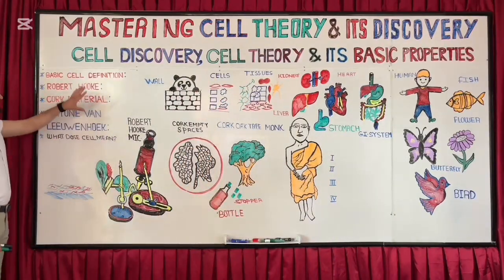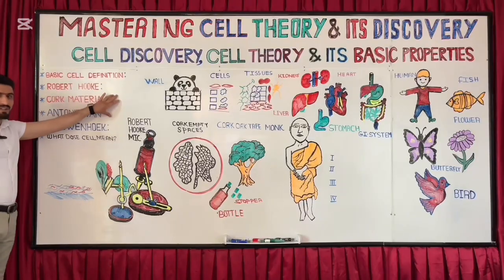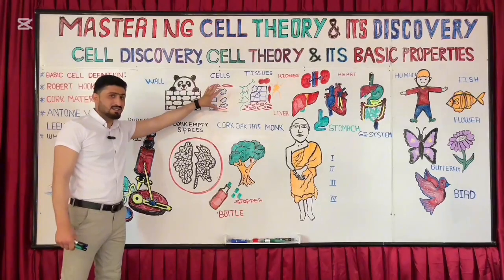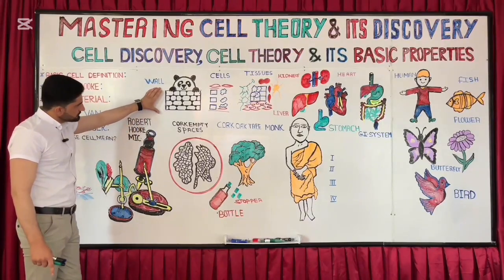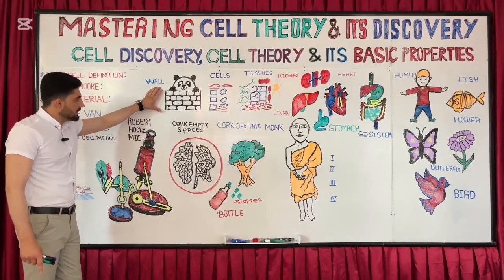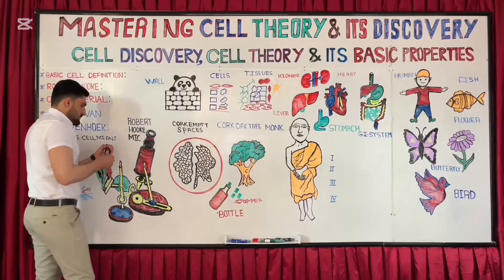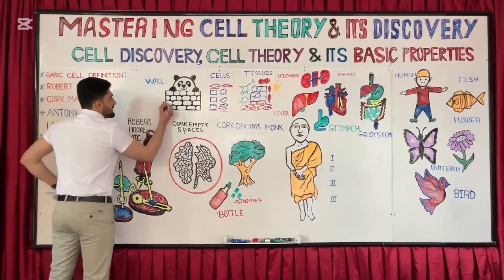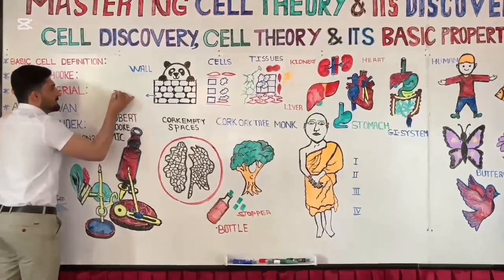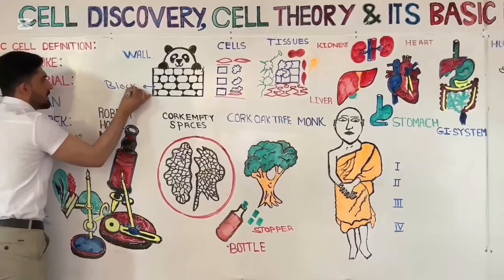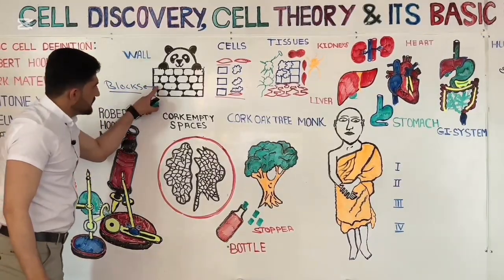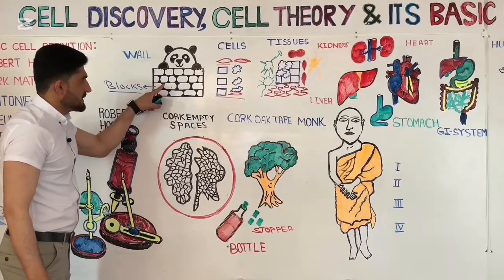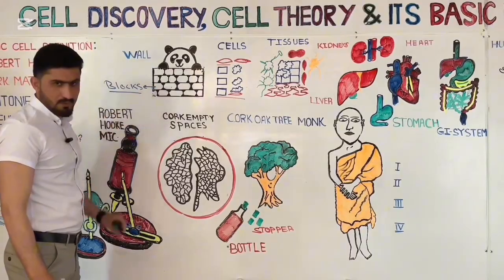The first thing first is, what is the basic cell definition? Before I define the cell, let me give you an example. You know, this is a wall. This wall is made of blocks. These building blocks are functional and structural units of this wall.